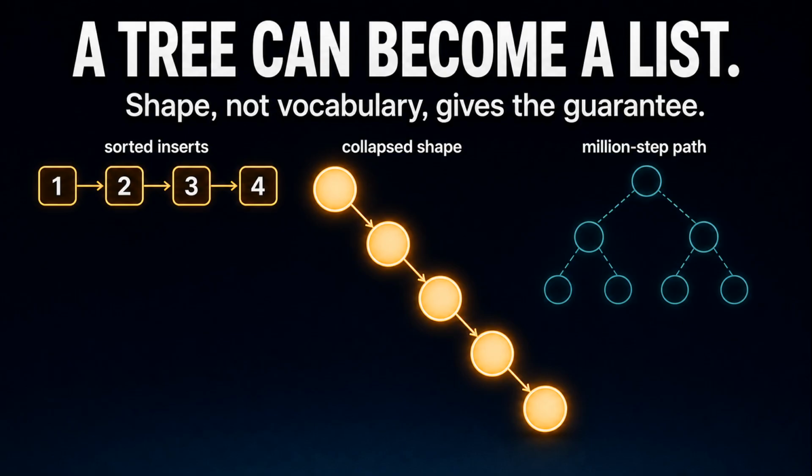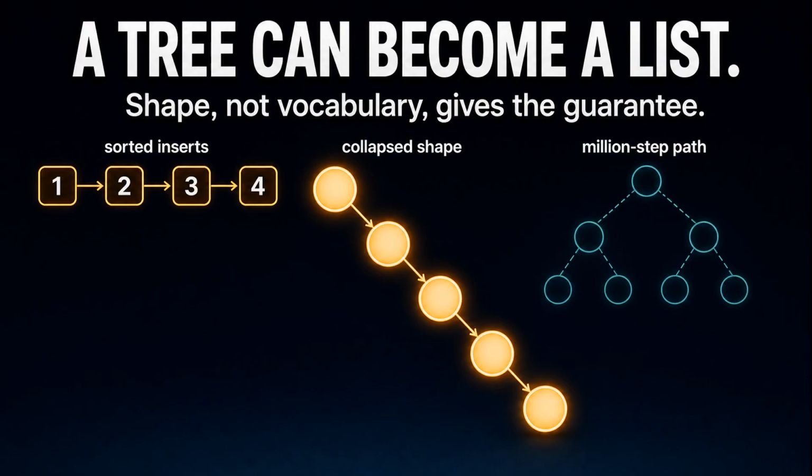But links alone are not enough, right? No. The catch is shape. That structure is only fast if the shape is good. Hold on. If I insert already sorted keys, does the tree just lean over? Yeah. Insert 1, then 2, then 3, then 4. Every new key goes to the right. You did not build a tree. You built a linked list wearing a tree costume.